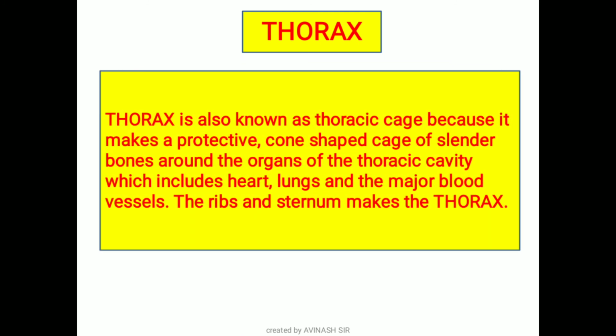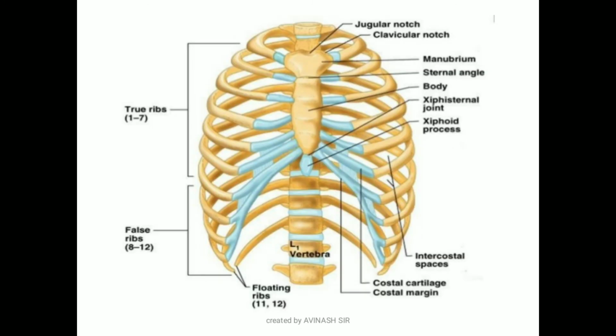Now let us go to the next part of the body, the thorax. Thorax is also known as the thoracic cage because it makes a protective cone-shaped cage of slender bones around the organs of the thoracic cavity, which includes the heart, lungs, and major blood vessels. The ribs and sternum make the thorax. Normally, we call this part the chest.